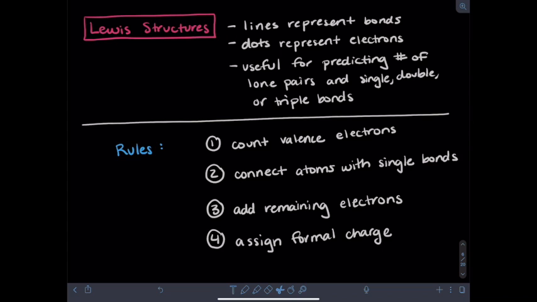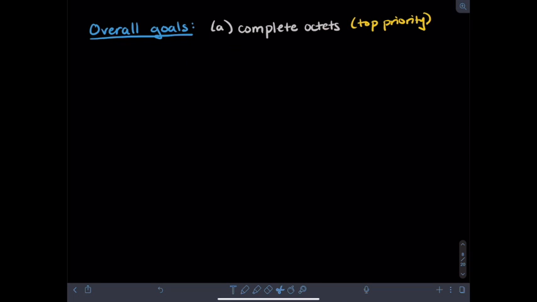And last, you'll need to assign formal charge. I'll describe later on in this video how to do so. So those were some rules to guide how you draw Lewis structures, but I also want to think about what are the goals when you're forming those Lewis structures.